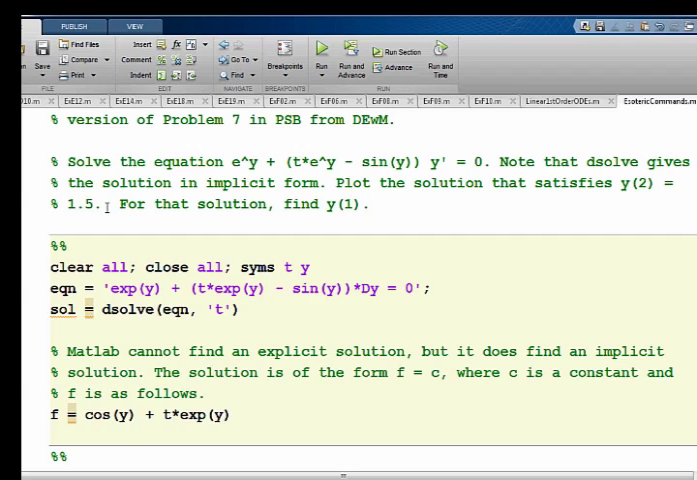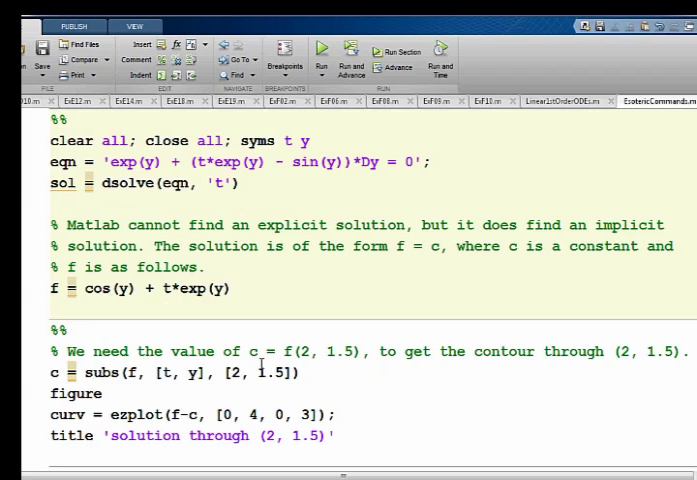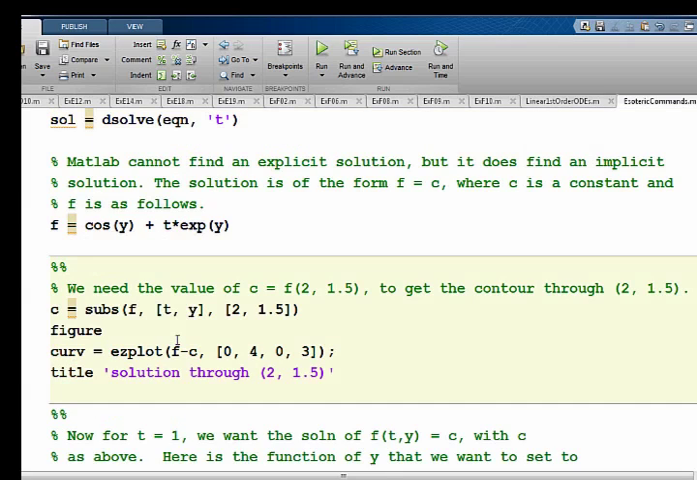So the solution that goes through the point 2, 1.5. So we need to do that. I need to find the value of c that f equals when t is 2 and y is 1.5 in order to get the contour that goes through that point. So that's what these commands are structured to do. I compute c, draw the figure, and let's do that.